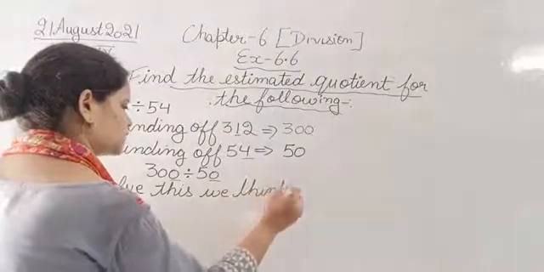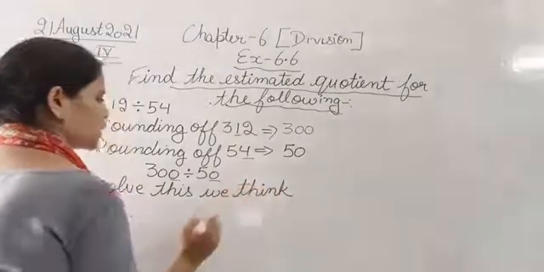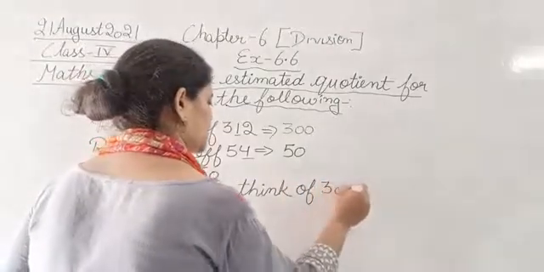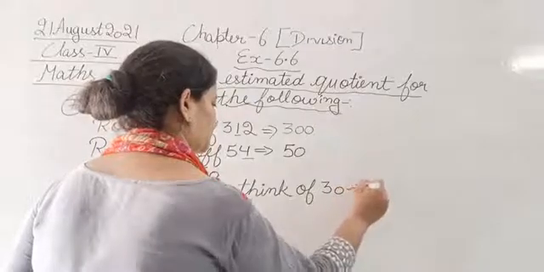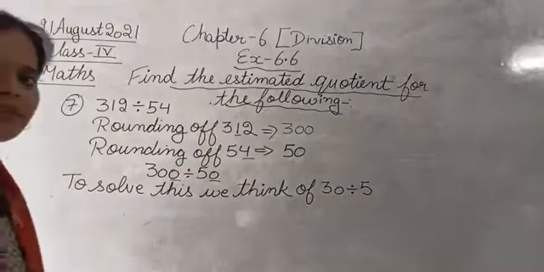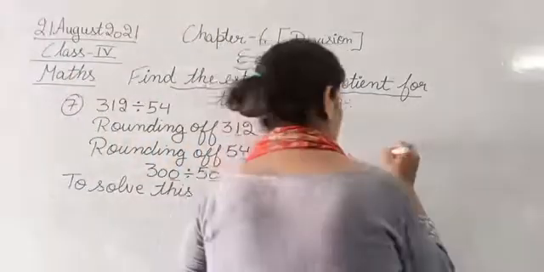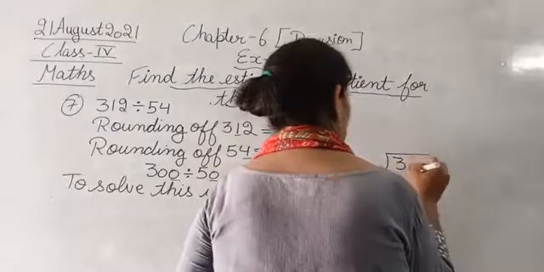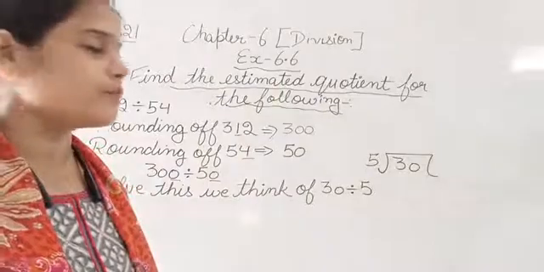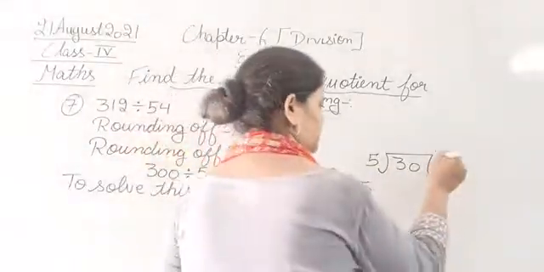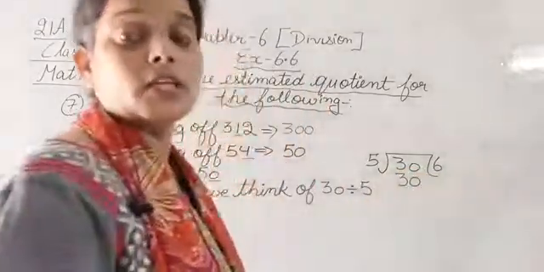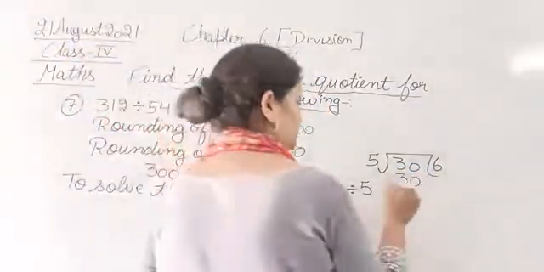To solve this, we think of 30 divided by 5. So let's divide 30 by 5. 5 sixes are 30. If you read the table of 5, you will get 30 at 6. So 5 sixes are 30.